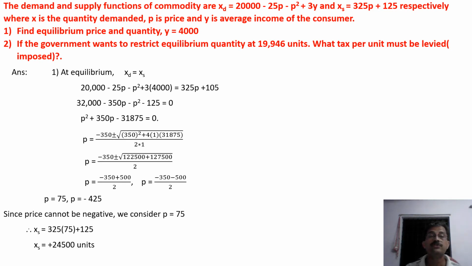If the government wants to restrict equilibrium quantity at 19,946 units, what tax per unit must be levied or imposed? So at equilibrium, quantity of goods demanded is equal to quantity of goods supplied.